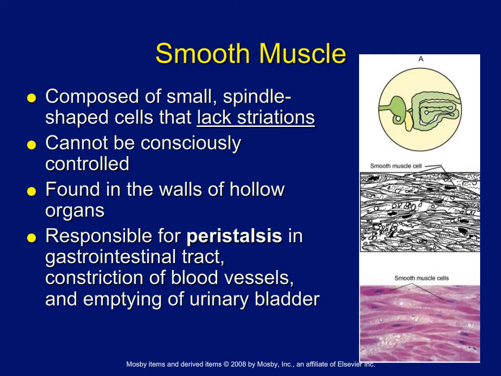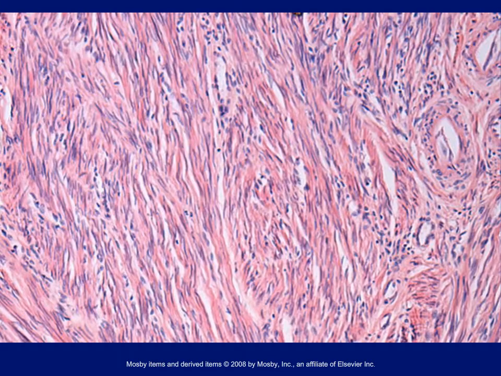Now, unlike skeletal muscle, smooth muscle cannot be consciously controlled, and it tends to be found in areas of hollow organs, for example, within the walls of blood vessels, and also within the walls of GI or gastrointestinal organs. And within these organs, it helps with the process of peristalsis, which is just basically the movement of food through the digestive tract. So here's a nice slide of some smooth muscle tissue.